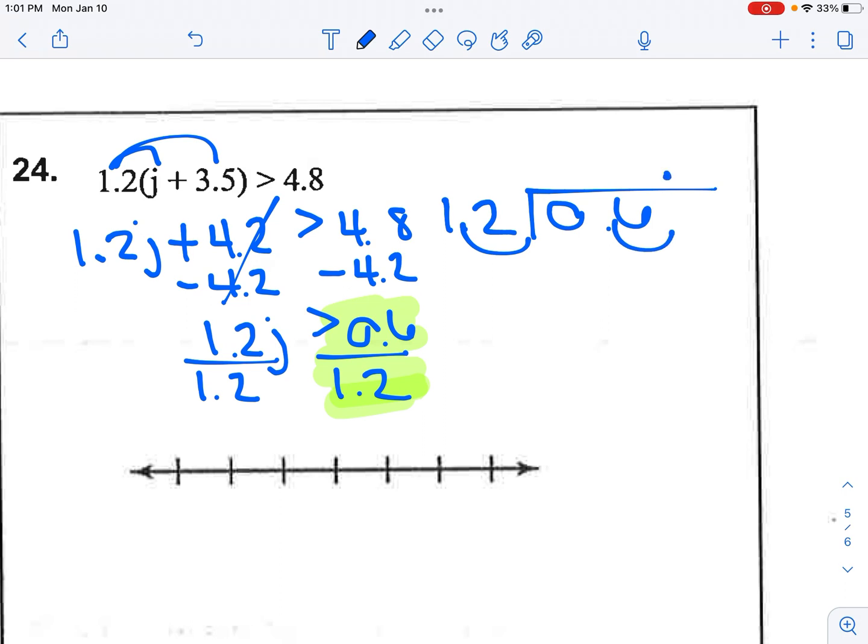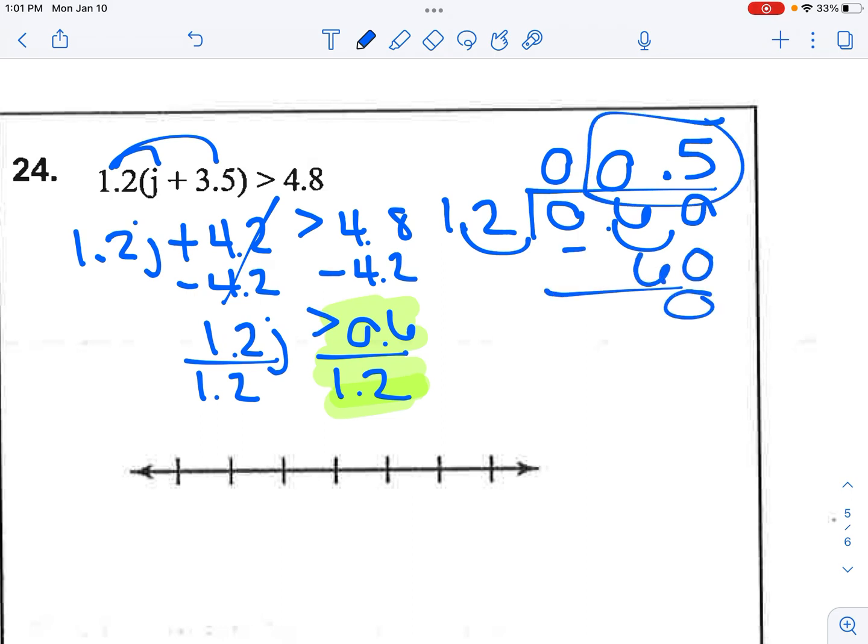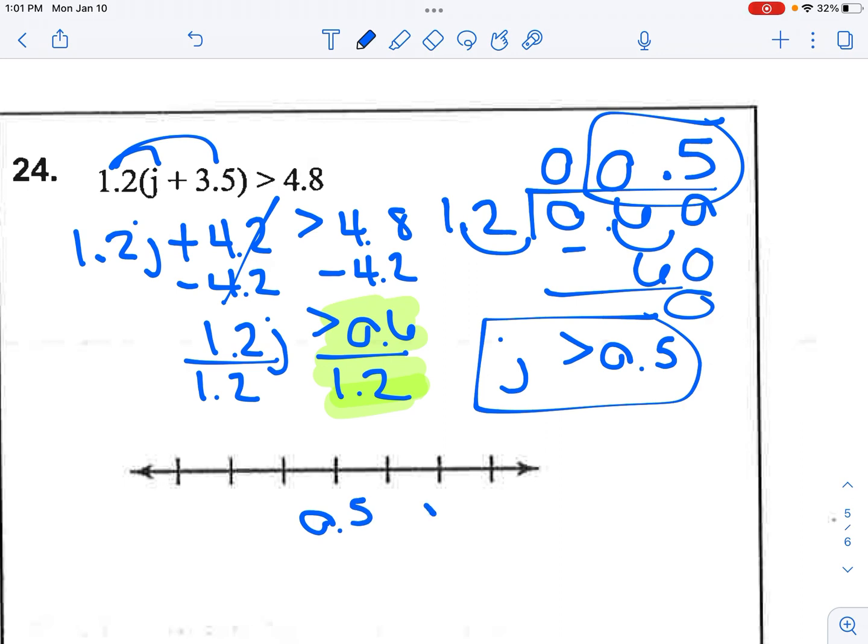Slide your decimal once, slide your decimal once. 12 cannot go into 0 or into 6. Add a 0, 12 goes into 60 5 times, and 5 times 12 is 60. So that is going to be a 0 5/10. So final solution, j is greater than 0 5/10. 0 5/10 goes in the middle. Put 0 7/10, 0 3/10 with an open circle pointing to the right.